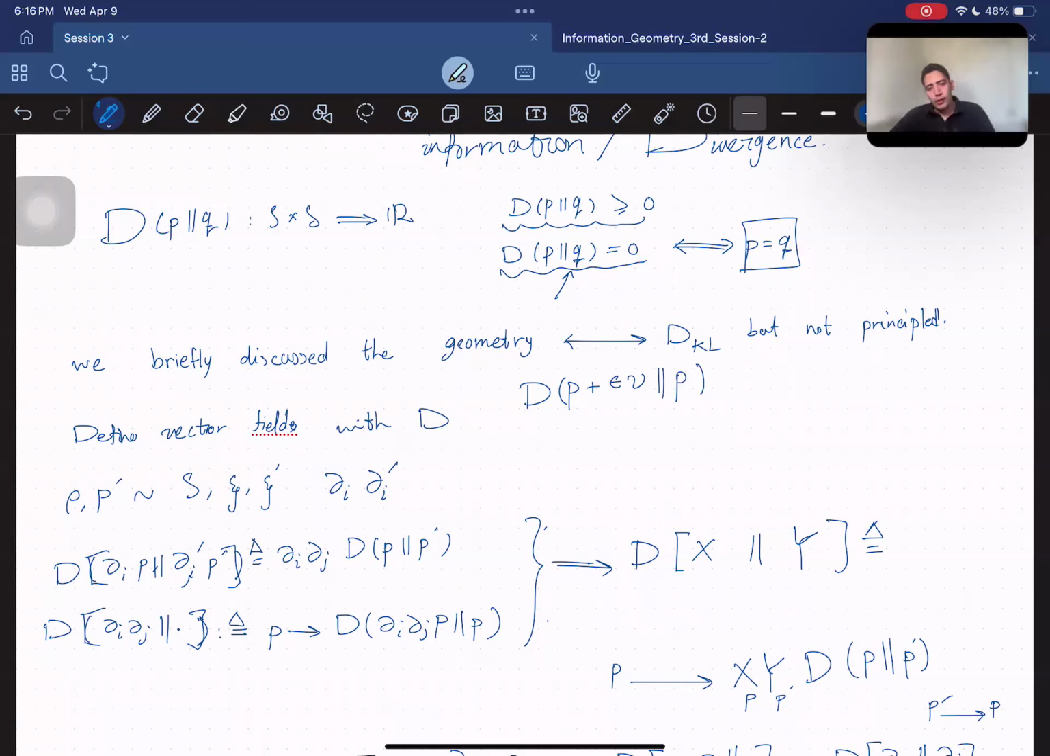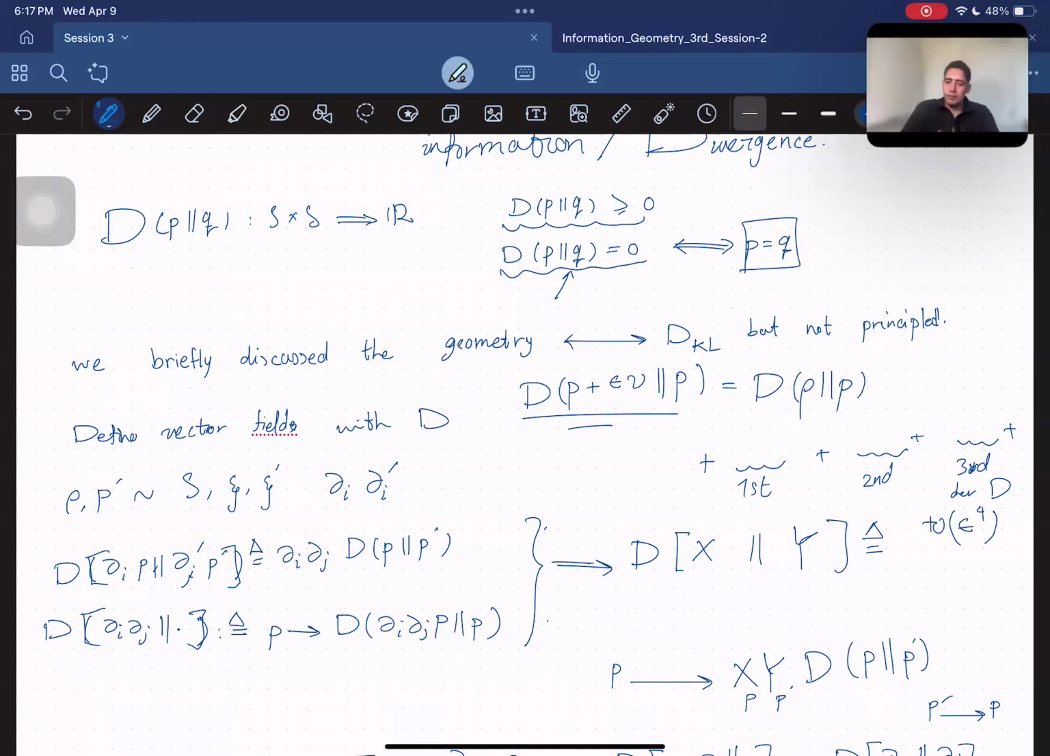Okay, I want to calculate this. If you use Taylor expansion, what this means is that this is plus some first order derivative, second, and third derivative of D. And then we have epsilon to the power of 4, something, forget about it for now.